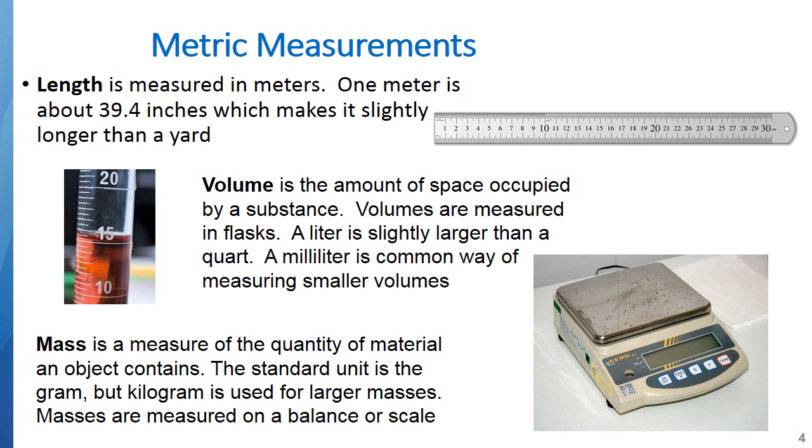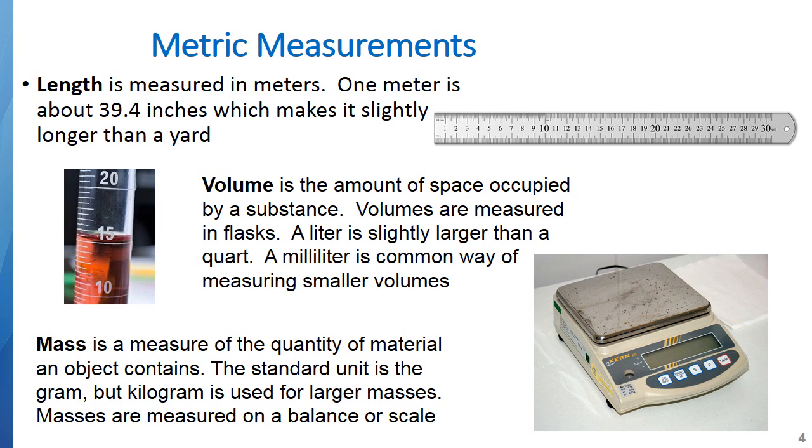So we're going to do a little review of the metric system here. So length is always measured in meters. That's sort of the standard length unit. Just for your information, 1 meter is about 39.4 inches, so it's slightly longer than a yard. And then you may be familiar with centimeters or kilometers, so different types of measurements will use different varieties of the metric unit meter.